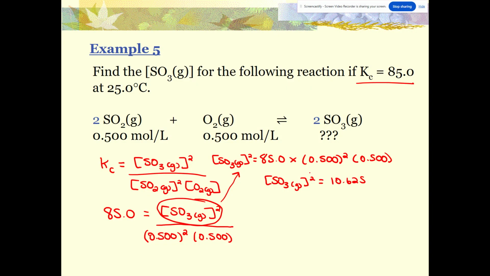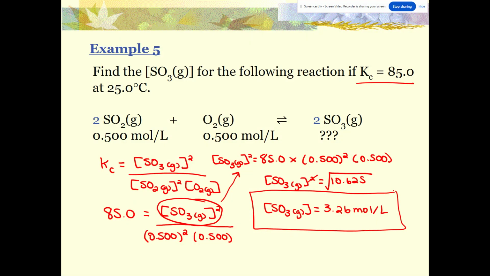10.625. So to get SO3 by itself, I have to get rid of the squared by square rooting. So when I square root that answer, I get a concentration of my SO3 gas at equilibrium of 3.26 moles per liter when I round it to 3 sig digs, as everything else had 3 sig digs in the question. Notice how it gave us a temperature, because like I said, the Kc will change if the temperature changes. So it's not used in the calculation, but it's just letting you know this is the Kc at that temperature.